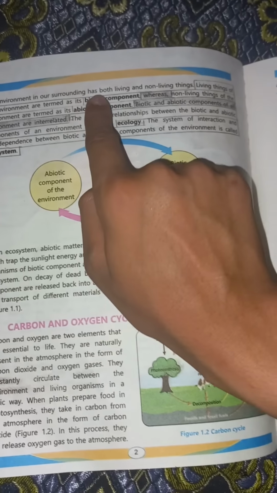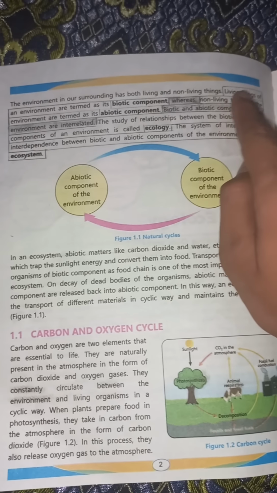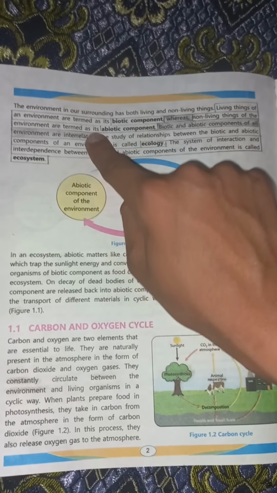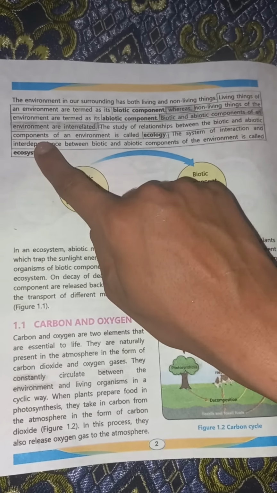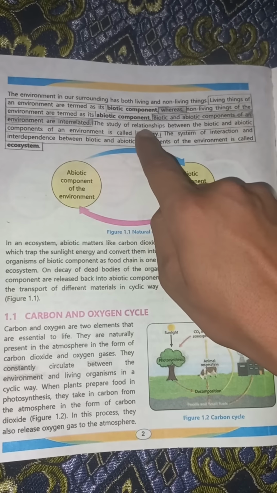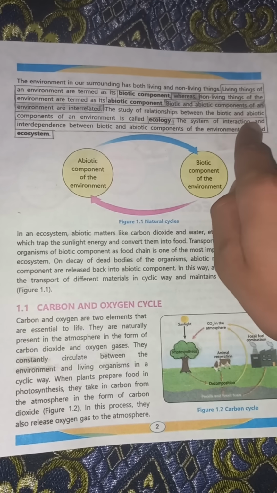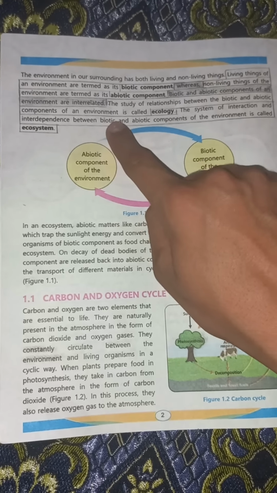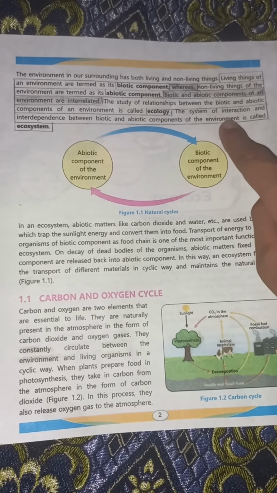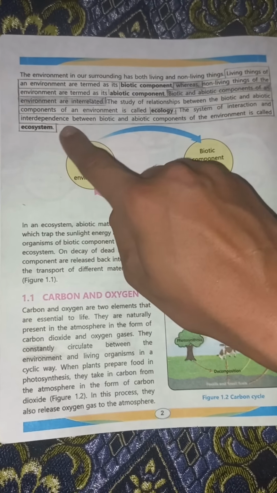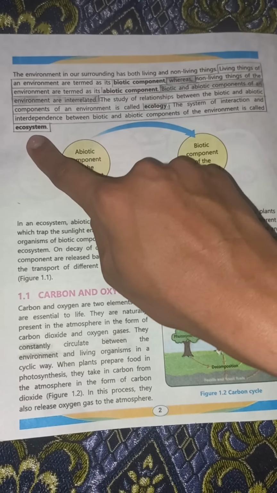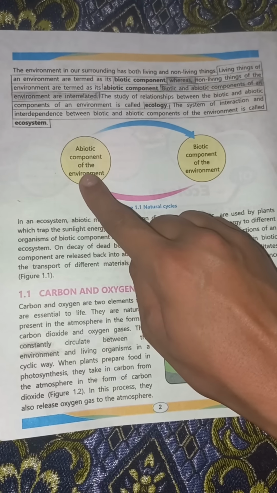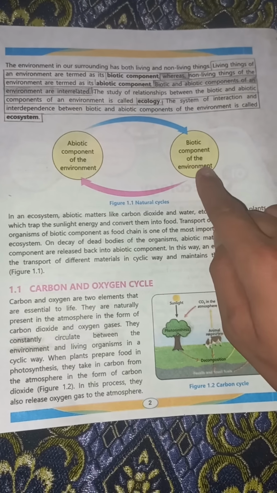Next, the environment in our surroundings has both living and non-living things. Living things of an environment are termed as its biotic component, whereas non-living things of the environment are termed as its abiotic component. The study of relationships between the biotic and abiotic components of an environment is called ecology. The system of interaction and interdependence between biotic and abiotic components of the environment is called an ecosystem.